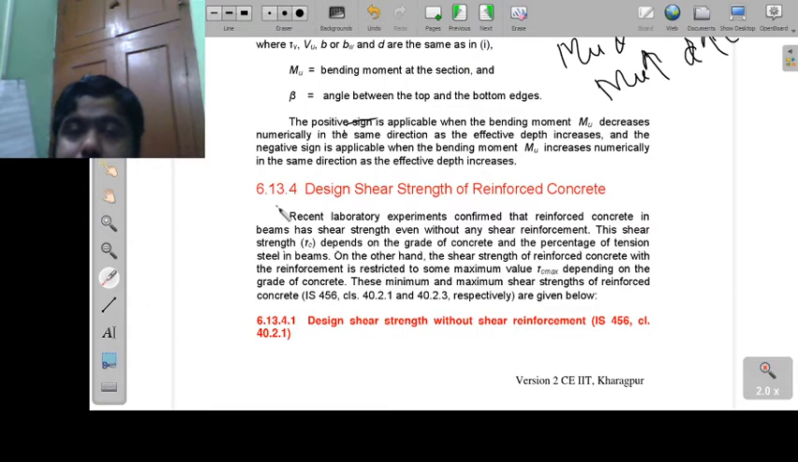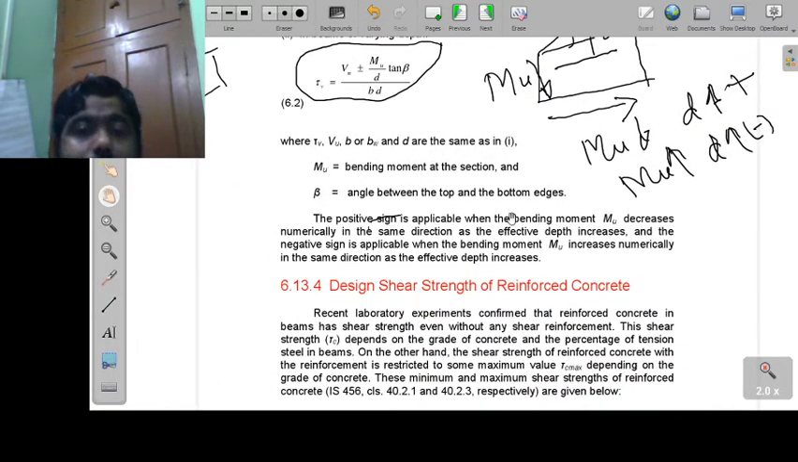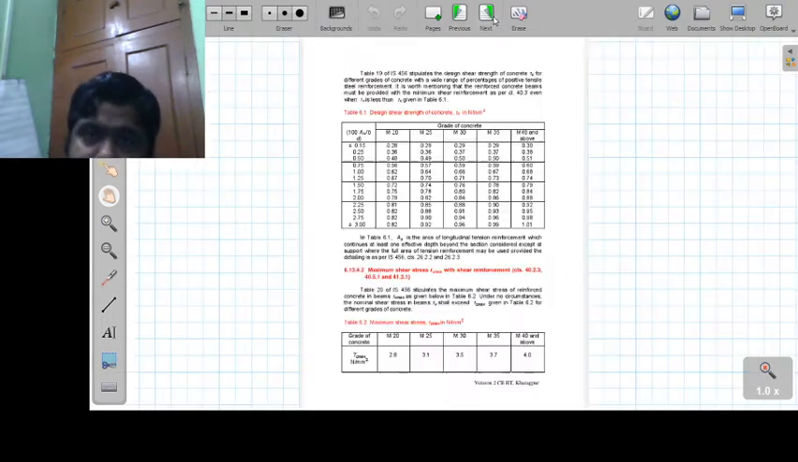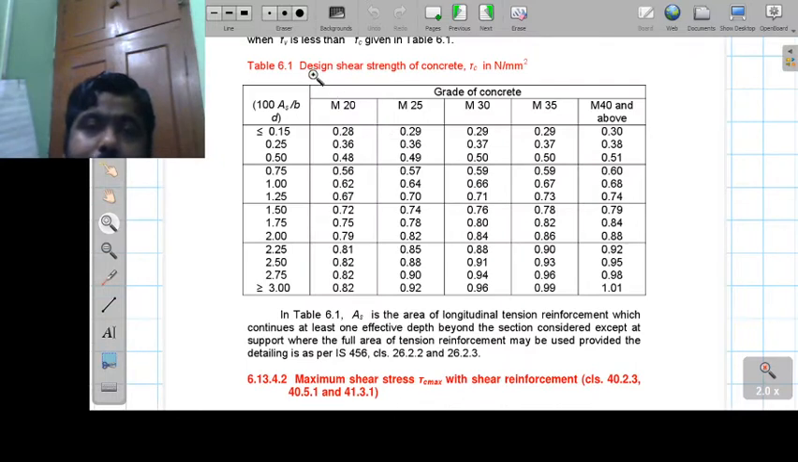So the code book has given a guideline on the maximum value of shear stress without shear reinforcement, and the maximum value of shear stress with shear reinforcement. Let me show this. This is the table that is available in the code book. It is a copy from IS 456:2000. What is shown here is the design shear strength of concrete.